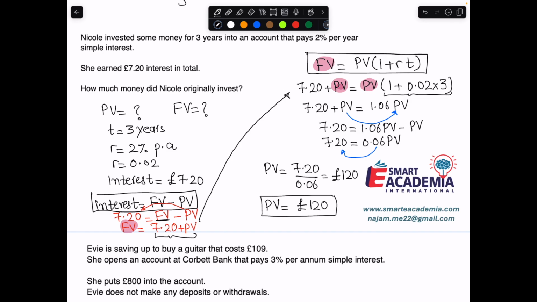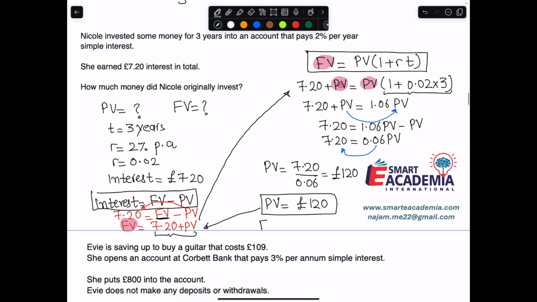Now, if I wish to calculate the future value, I can by simply plugging this in here. So future value would be equal to 120 plus 7.20, which is basically 127.20 pounds.